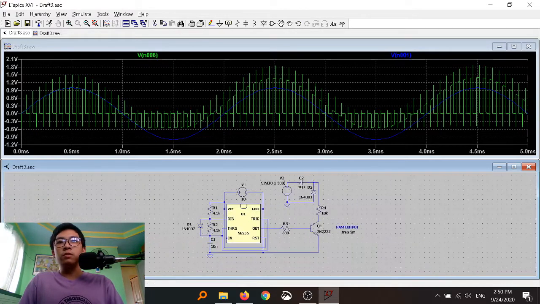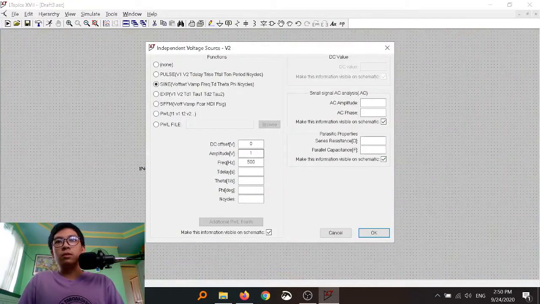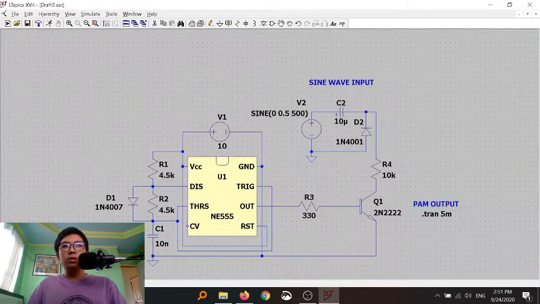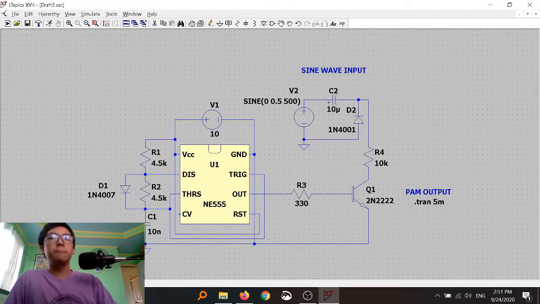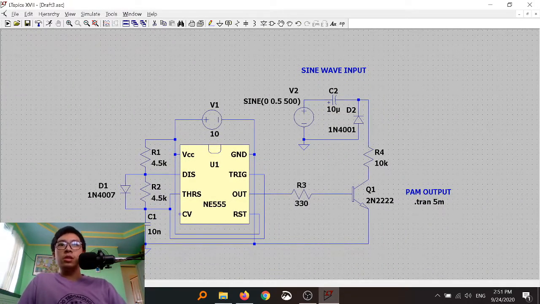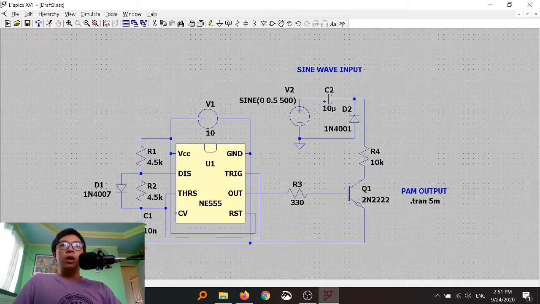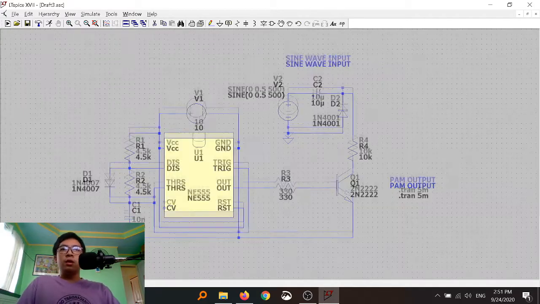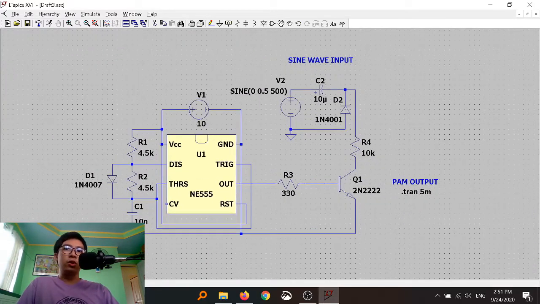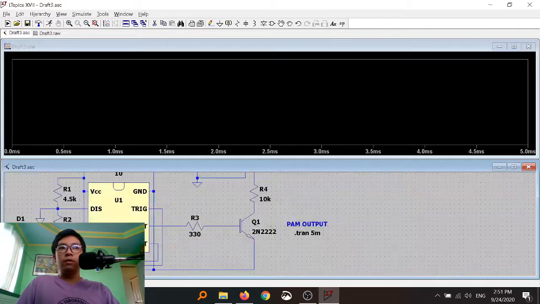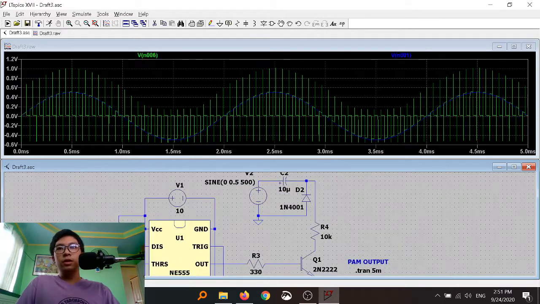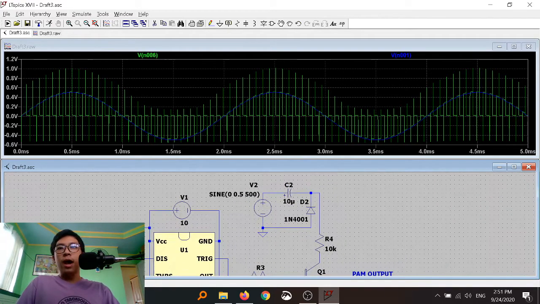So let's first change that. So here is our modified pulse amplitude modulation circuit, and we can now simulate and check the result of a sine wave input of amplitude 0.5 volts and a frequency of 500 hertz. So at a 5 millisecond time. So here we have our pulse amplitude modulated wave. And here it is in comparison to the analog signal.